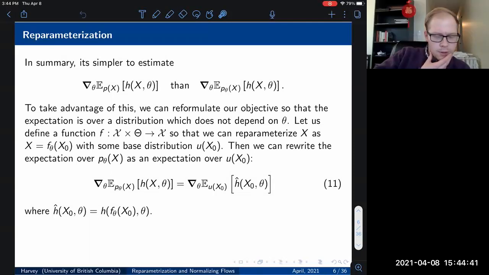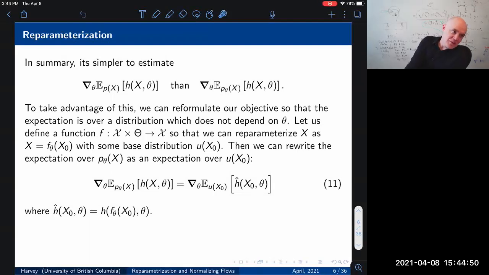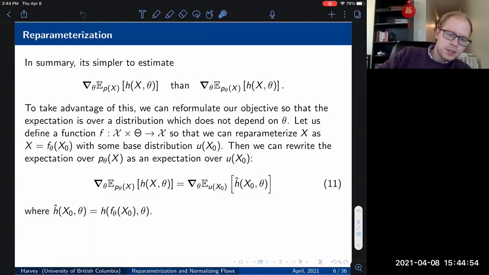Sort of. I guess I think it does. I think you need to restate your question. Yeah, my question is, what's the relationship between the support of u and p theta?